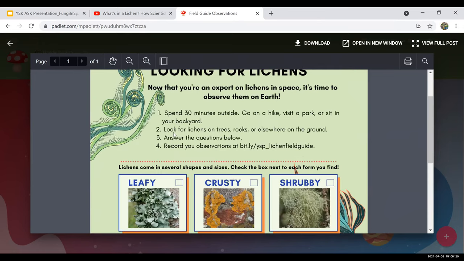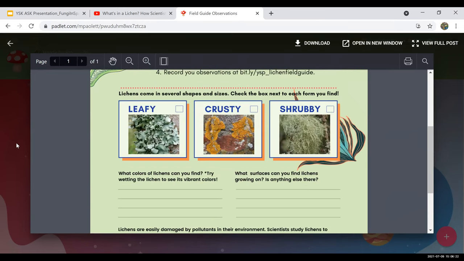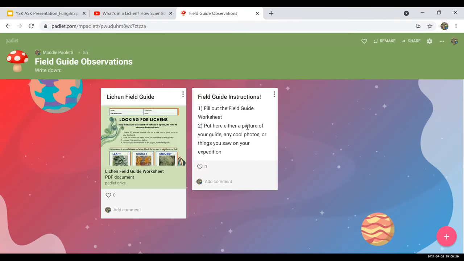They're very cool. And then next time you're out with friends, you can just point to a tree and say, that's what a lichen is. And then at the end, you can upload any pictures or cool things you saw to this Padlet. So that's something you can do on your own time. And if you just remember this link, you should be able to get there.